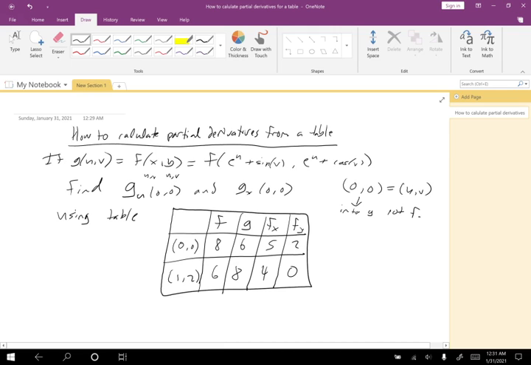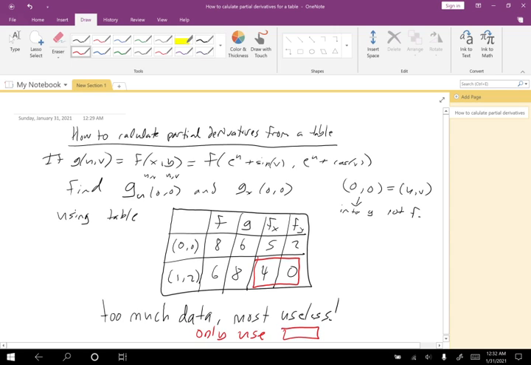So the issue that I see is there's actually too much data. So don't get freaked out if you're not using everything. Too much data, most is useless. Okay, so I'm going to circle the only data that you need. The only data you need is these 2 numbers right here. So only use the red data.